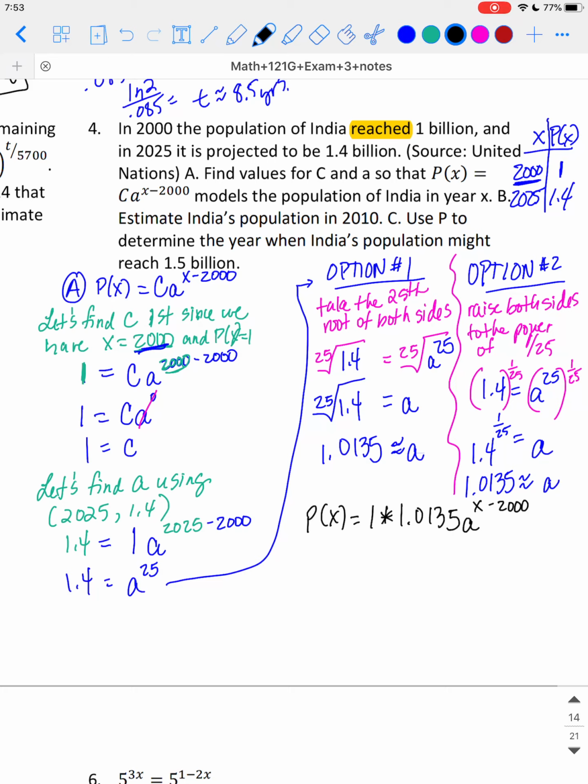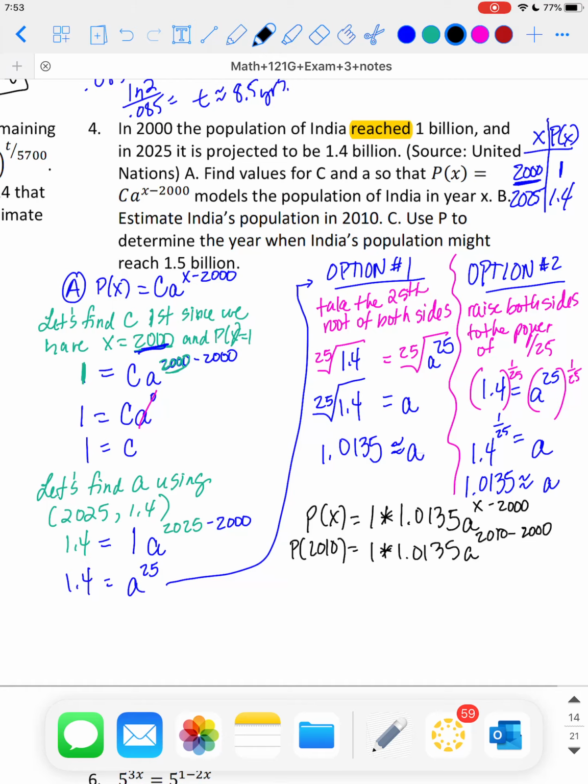Part B says estimate India's population in 2010. Okay, so P of 2010 is equal to 1 times 1.0135 to the 2010 minus 2000 power. And if you do that in your calculator, you should get about 1.14-ish billion people. Let's see if that is true.